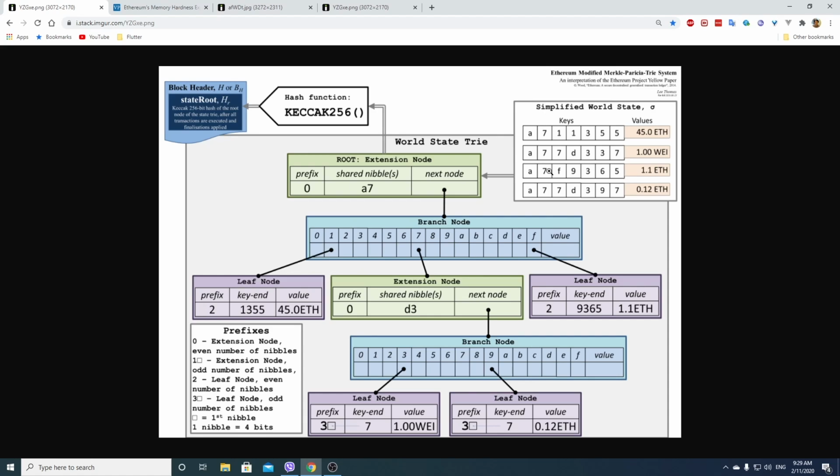So let's see what happens if we are following the 7 instead. So if you follow 7, we know that it's because the key begins with A77. And here we reach an extension node, which works exactly the same way as this one. So that means that after A77, there is no other option than having D3. Anything else will not be in the tree. So now the path becomes A7, 7, D3, and we have a branch node.